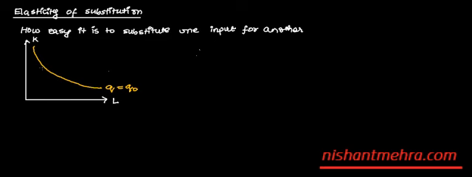MRTS is falling as K by L is falling. So at this point you have a certain K by L, that is K1 by L1. At this point, for example, you have a different K by L, K2 by L2. At point 1, K1 is more and L1 is less. At this point K is less and L is more. So K by L is falling as you move down along an isoquant.